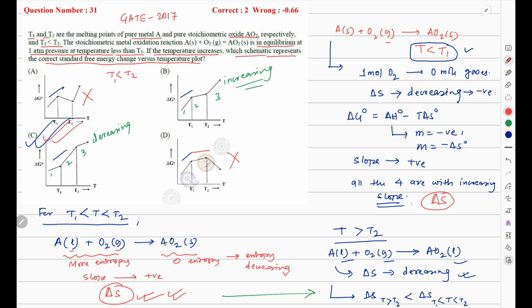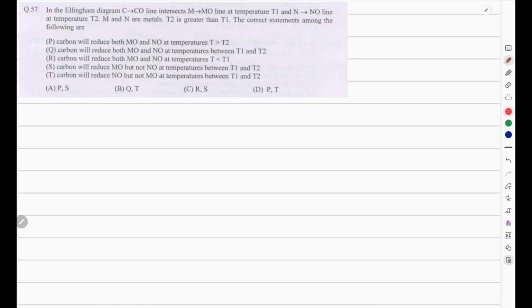Now we will move to the next question. This is a GATE question from 2008. In an Ellingham diagram, the C giving CO line intersects with the M giving MO line at temperature T1 and the N giving NO line at temperature T2. M and N are two metals where T2 is greater than T1. Which of the following is correct? First of all, we will construct an Ellingham diagram for this question.